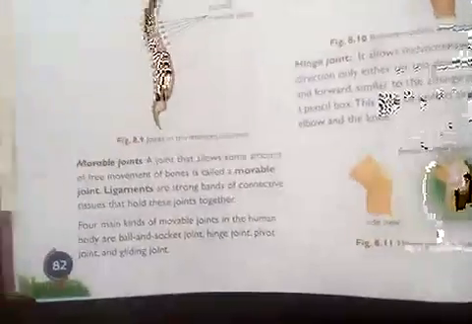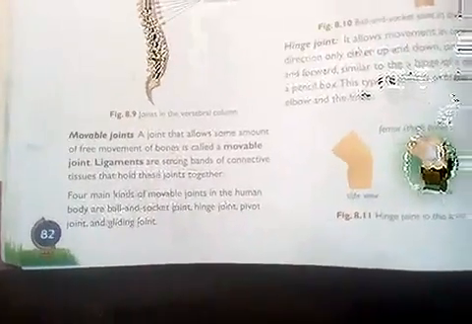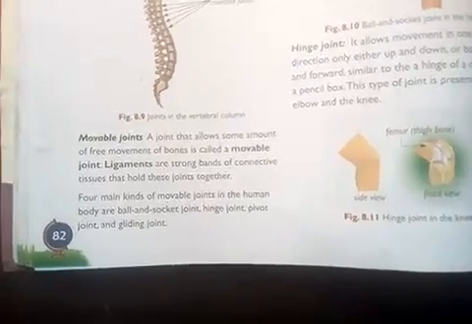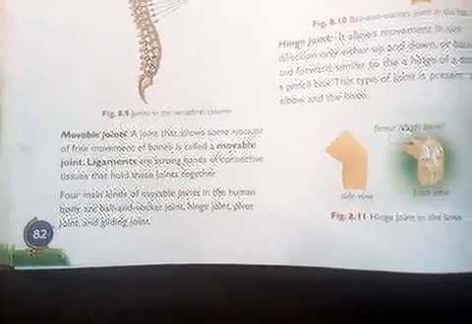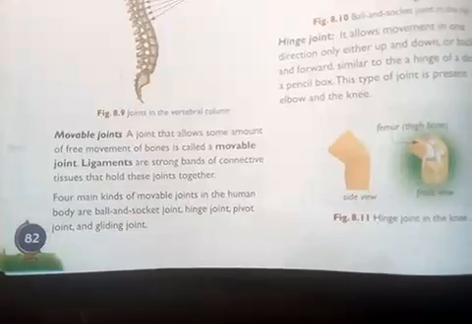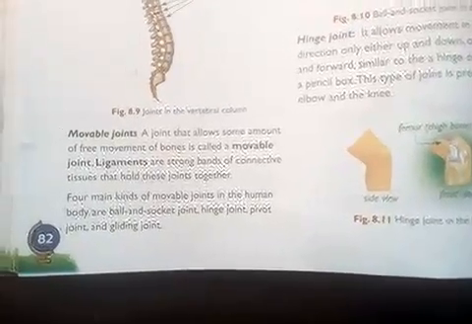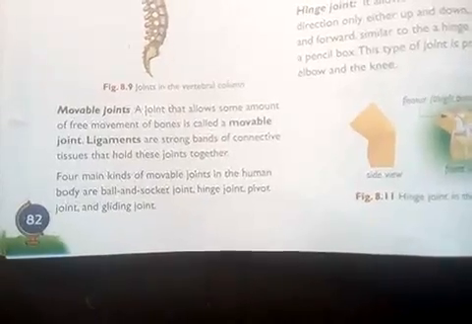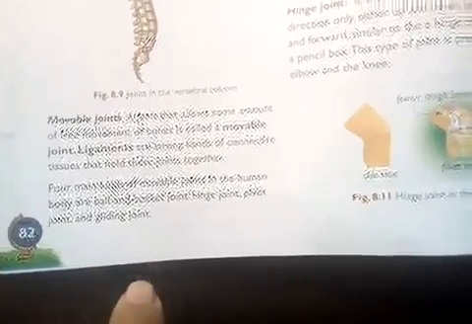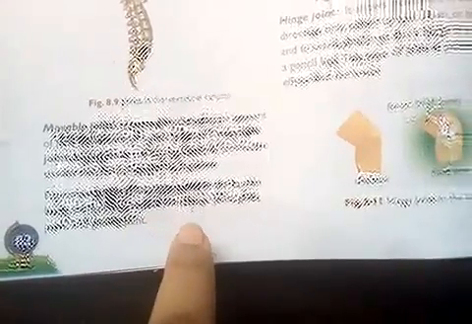Then we have movable joints, where there is free movement of the bones. As I said, your ligaments are a kind of tissue able to connect the bones. There are especially four joints where it is movable. Those are the ball and socket joint, hinge joint, pivot joint, and gliding joint.